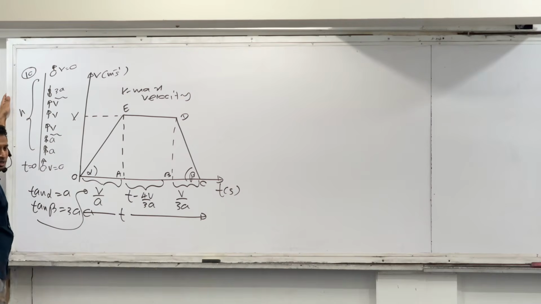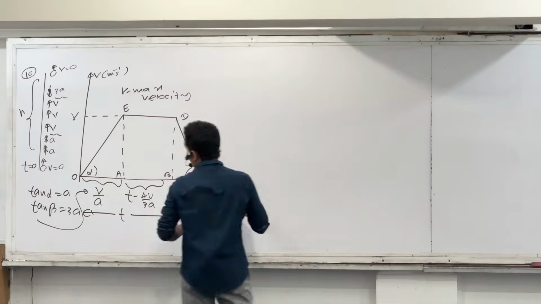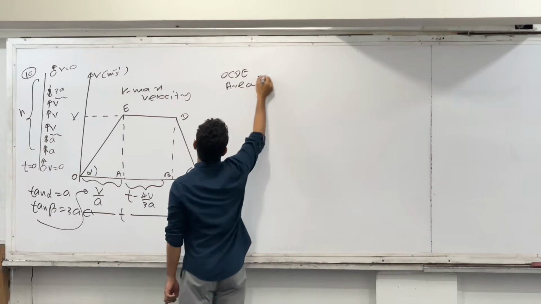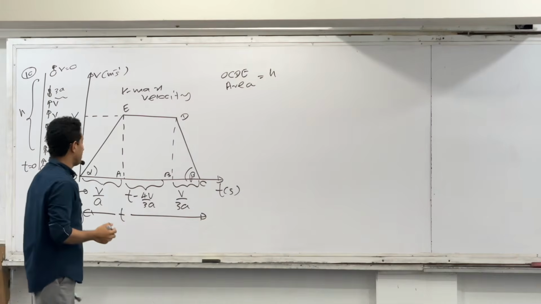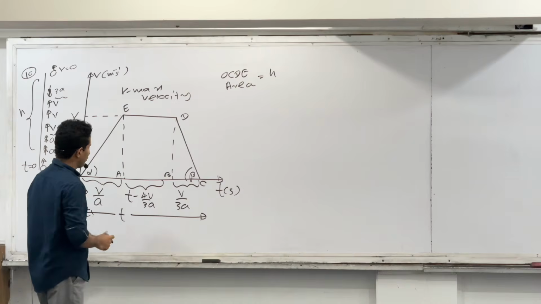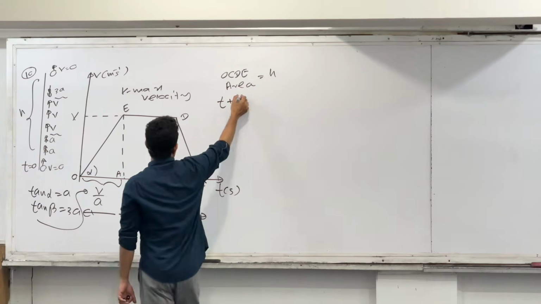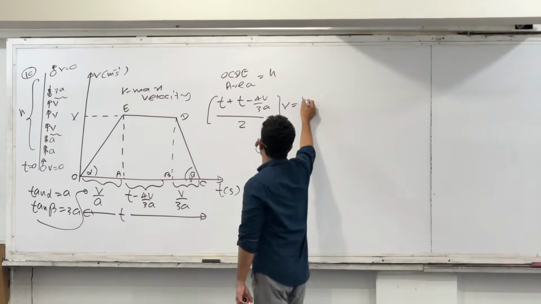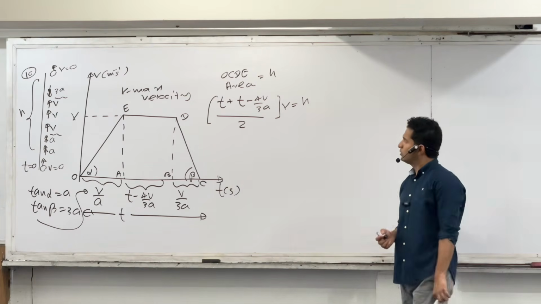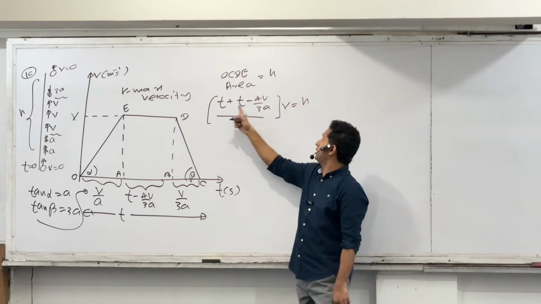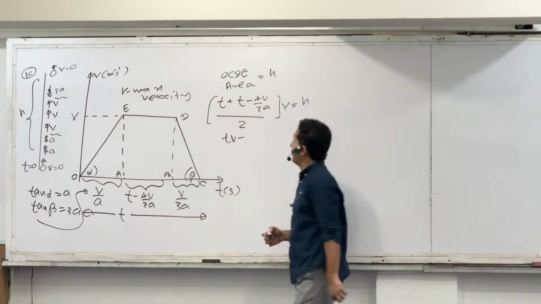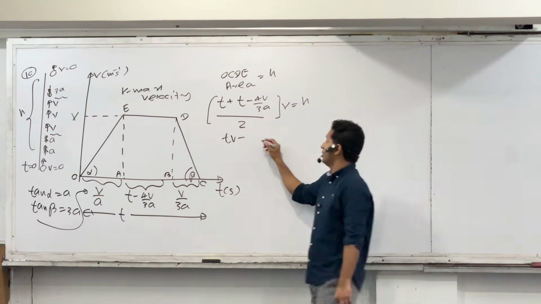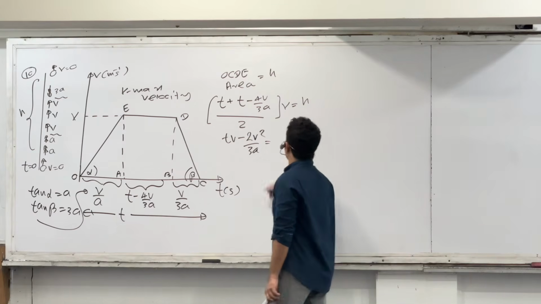Total area is equal to H. Okay, the area of OCDE is H. Then you can say this is a trapezium, with sum of two parallel lines, T plus (T minus 4V over 3A), divided by 2, times V equals H. See here, 2T divided by 2 is T, times V gives TV, and minus 4V over 3A divided by 2 means 2V over 3A, into V, so minus 2V squared over 3A, equals H.